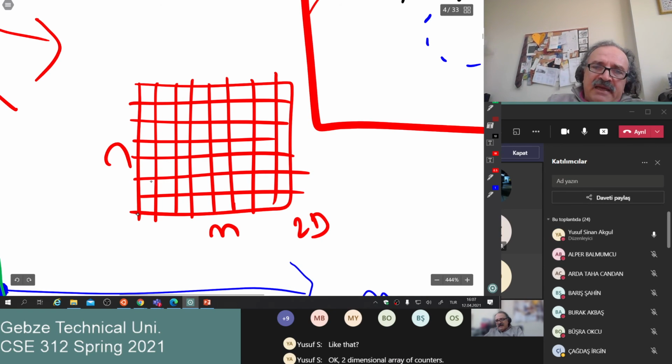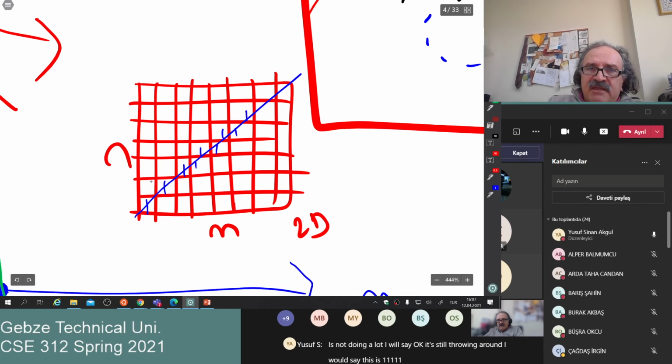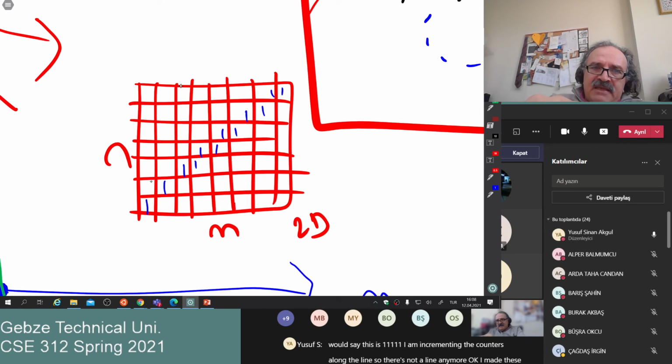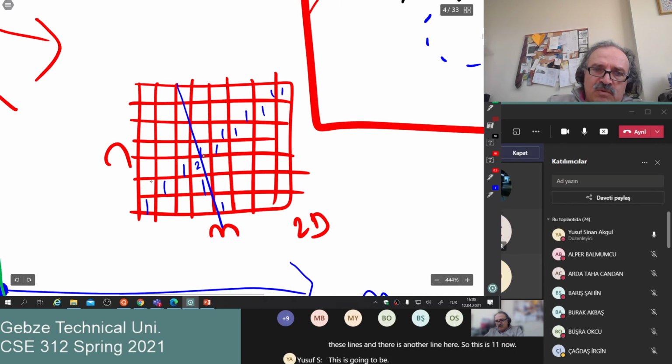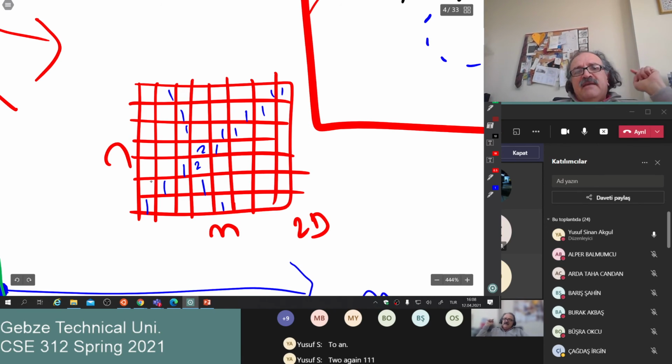And if I am drawing a line like that, instead of drawing a line, I will say, this is 1, 1, 1, 1, 1. I am incrementing the counters along the line. So this is not a line anymore. Okay, I made these lines. And there is another line here. So this is 1, 1. Now this is going to be 2 and 2 again. 1, 1, 1. See, wherever that line goes, I increment those counters by 1.